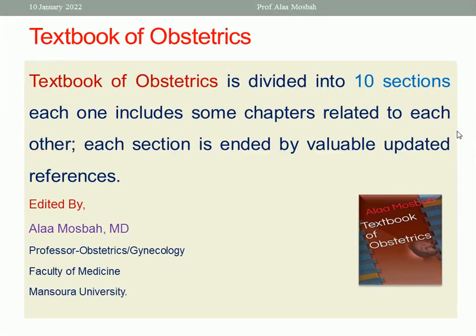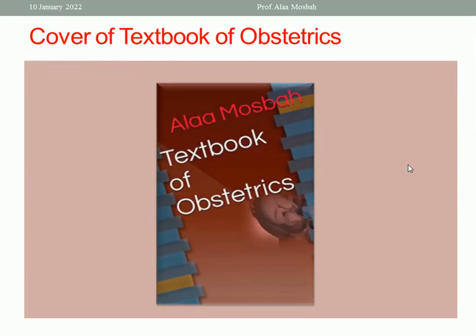The Textbook of Obstetrics is divided into 10 sections, each section formed of some chapters related to each other, and each section ends with updated references, as we'll see. Okay, let us start our journey with the cover of the textbook of obstetrics. It looks like that on Amazon.